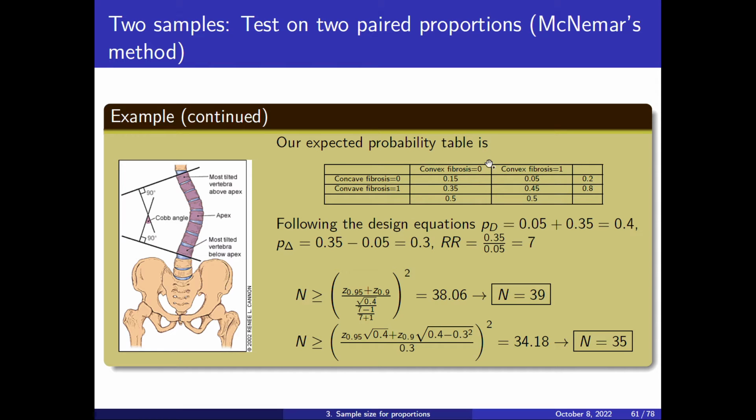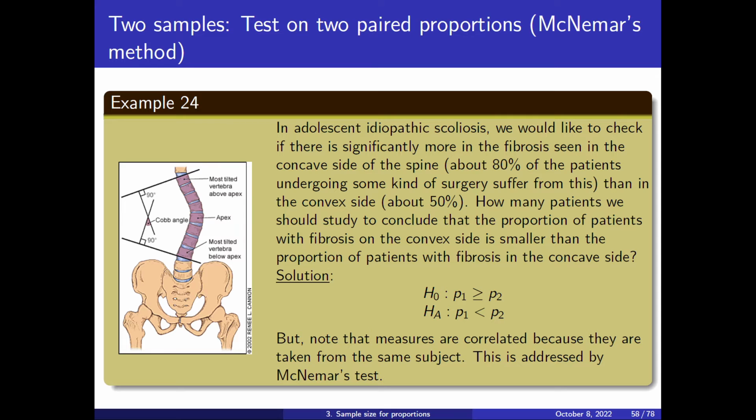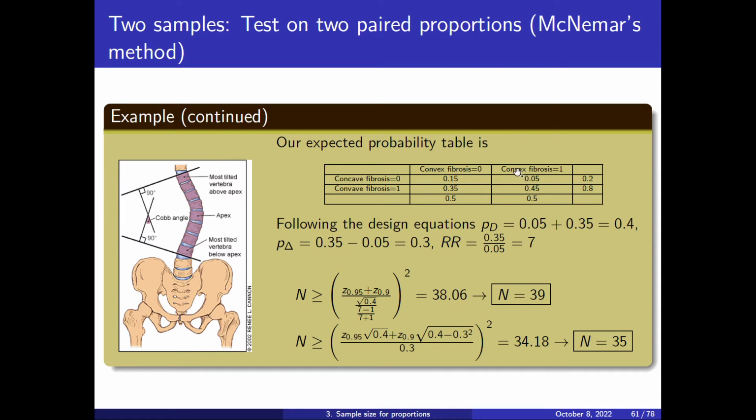Let us see why these numbers. We expect 80% and 50% on each side. So let's say we expect 80% on the concave side, 20% on the concave side, and then we have 50 and 50, and we have to find a distribution of values such that these marginals are fulfilled. And note that this is not the multiplication of the two, but this is what we expect.